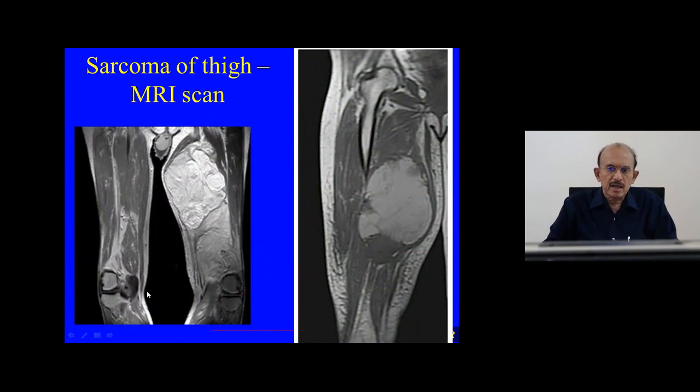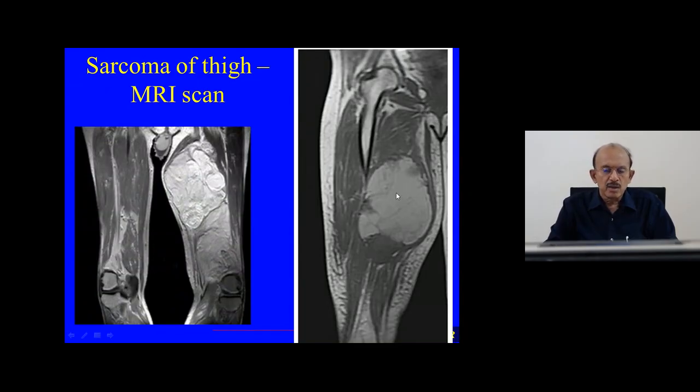So you can see here a sarcoma of the thigh region. You can see such well demarcated borders. Unlike in carcinoma, you can see it is well demarcated. That means they have their own capsule. Again, you can see it here. It is having lobulations also. So it looks something like a fatty mass here, but it is a soft tissue mass. By looking at this, you can't differentiate lipoma from soft tissue sarcoma.